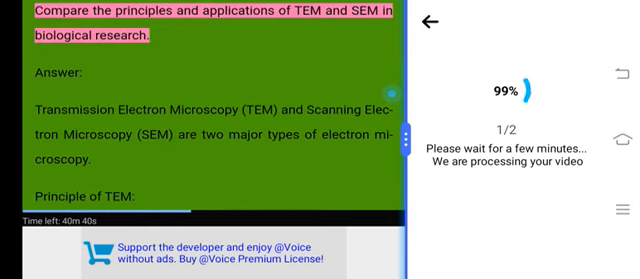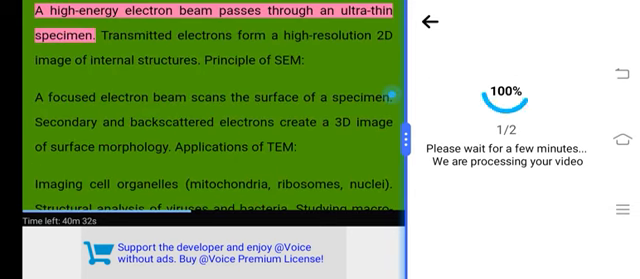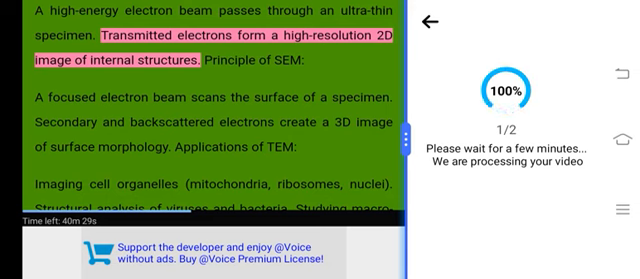5. Solved previous year question. Compare the principles and applications of TEM and SEM in biological research. Answer. Transmission electron microscopy, TEM, and scanning electron microscopy, SEM, are two major types of electron microscopy. Principle of TEM: a high-energy electron beam passes through an ultra-thin specimen. Transmitted electrons form a high-resolution 2D image of internal structures.